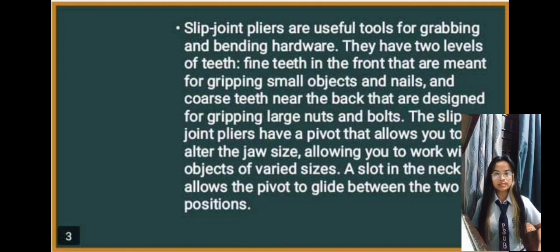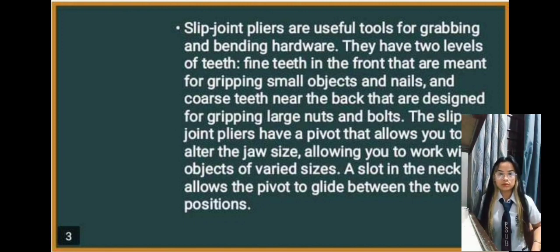The slip joint pliers have a pivot that allows you to alter the jaw size, allowing you to work with objects of varied sizes. A slot in the neck allows the pivot to glide between the two positions. You can use them to hold a nut stable while loosening a screw with a screwdriver, to bend or straighten a small nail, to cut a thin wire, or compress a light clamp. In addition, slip joint pliers can be used for grabbing instruments like screwdriver handles or chisels.